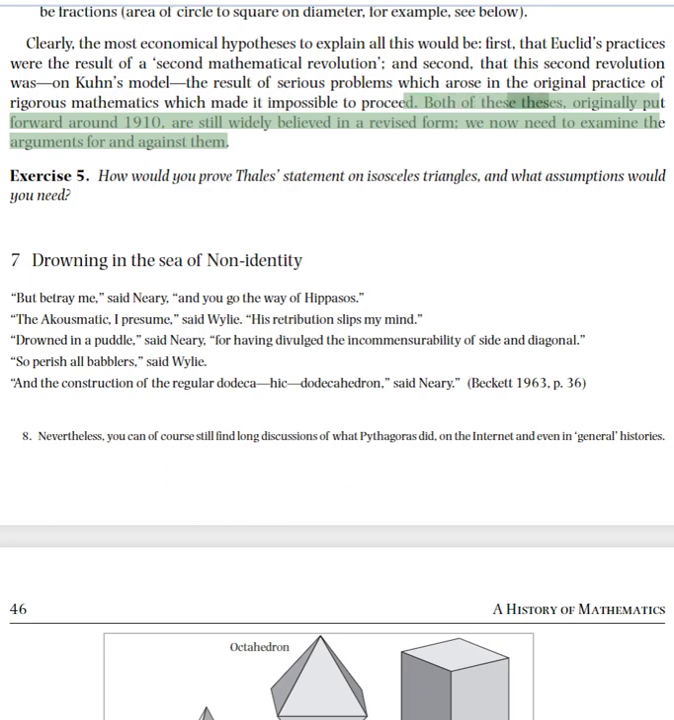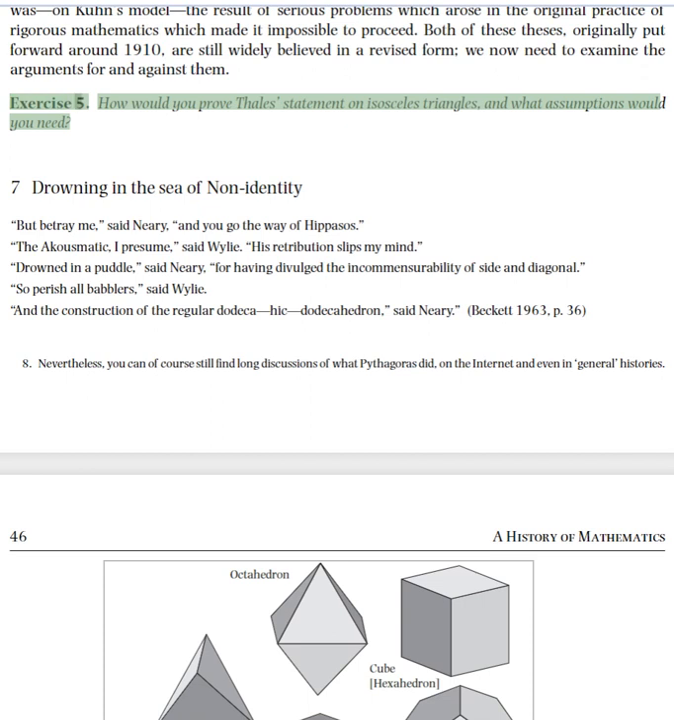Both of these theses, originally put forward around 1910, are still widely believed in a revised form. We now need to examine the arguments for and against them. Exercise 5. How would you prove Thales' statement on isosceles triangles, and what assumptions would you need?